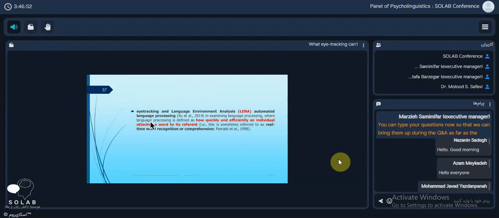Eye-tracking and language environment analysis, that I call the LENA, automated language processing, in examining language processing, where language processing is defined as how quickly and efficiently an infant attaches a word to its referent. This is sometimes referred to as real-time word recognition or comprehension.